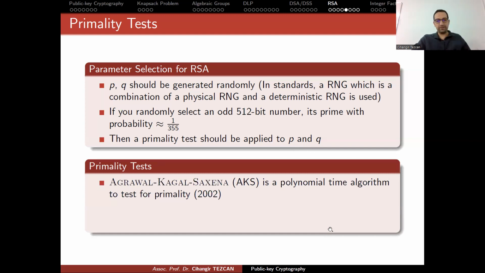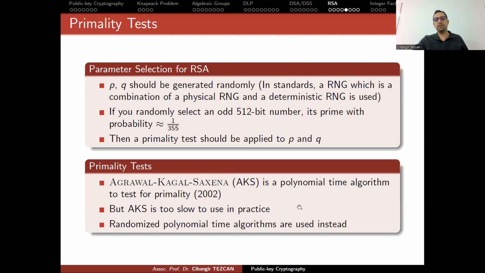There is actually a polynomial time test for primality, discovered in 2002, the Agrawal, Kayal, and Saxena algorithm. But this is really slow in practice. Although it is polynomial time, the algebraic operations we perform take a lot of time, and when the numbers increase, it is not practical to use this algorithm, even if it is polynomial time. So instead, what people do is use randomized polynomial time algorithms.